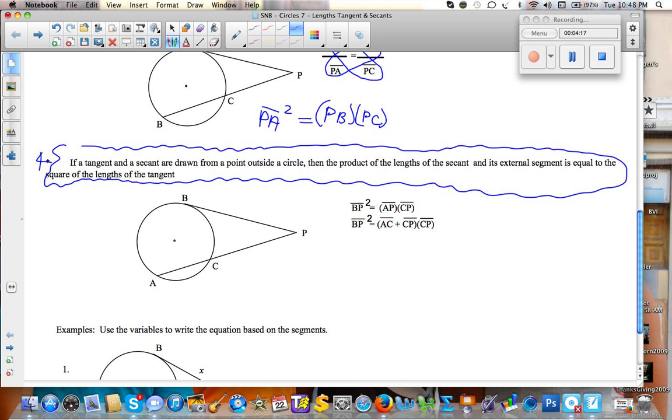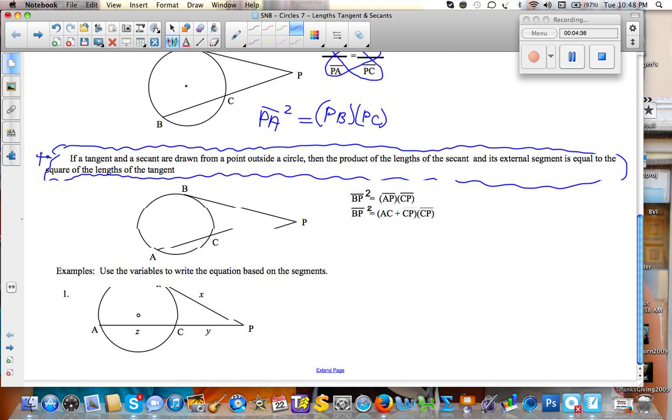So the tangent squared, in example 4, the tangent is segment BP. BP squared is equal to the whole secant, which is PA or AP, times the portion of it that's outside, which is CP. Okay, so now we have gone over those 4 things. We have a couple of examples to do.